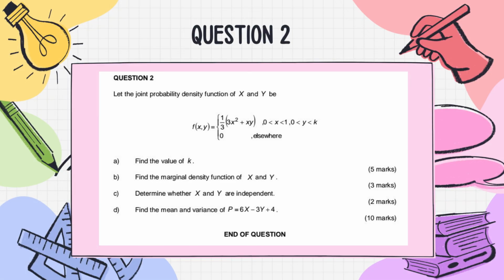My name is Siti Nakibah. I will proceed to present in detail question number 2, which deals with the joint probability density function of the random variables x and y.